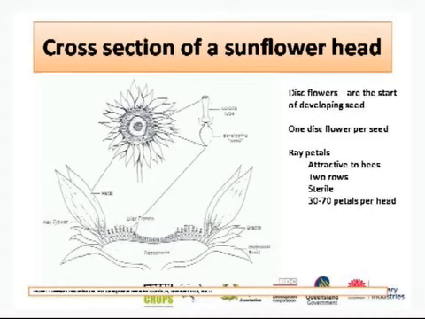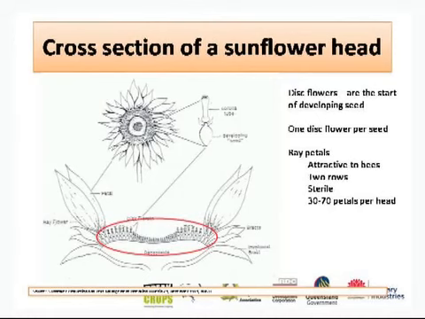So let's get down to the more important end of the season in terms of yield and look at the head itself. Sunflowers are called a compound head, and that means they've got two different types of flowers. The first type of flower is these outside ray petals, which are there in 2 rows, and there could be between 30 and 70 of those.